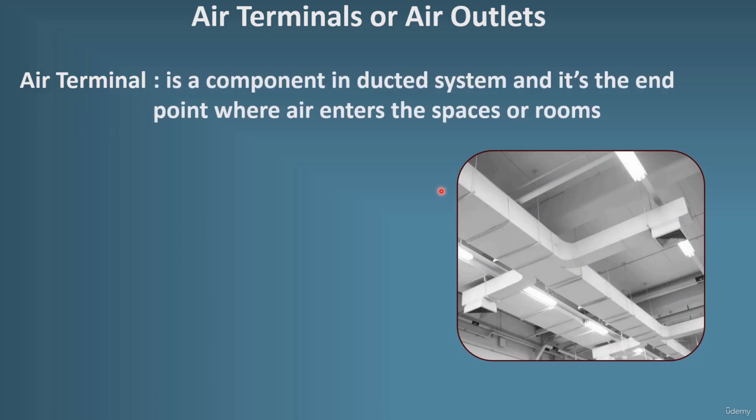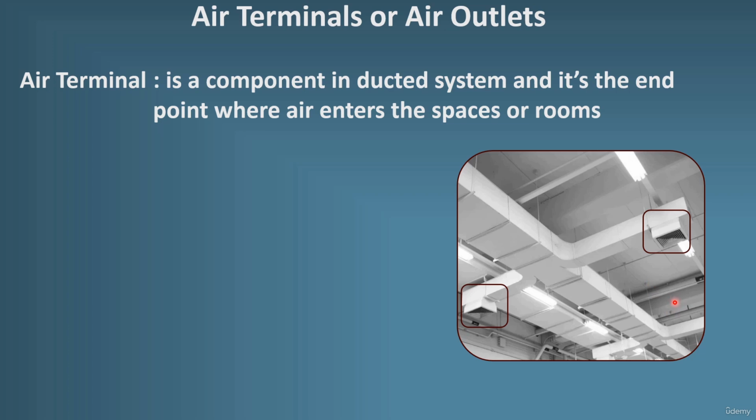Air terminal is a component in ducted system and it's the end point where air enters the spaces or rooms, as you can see in this picture. The ducts move the air from equipment to air terminals, then from air terminals to the space.